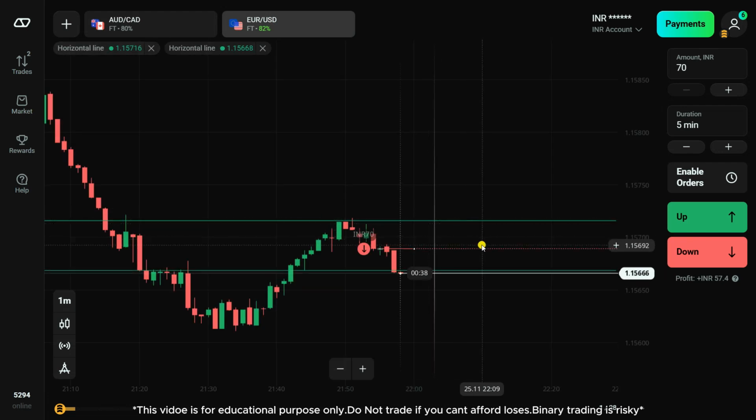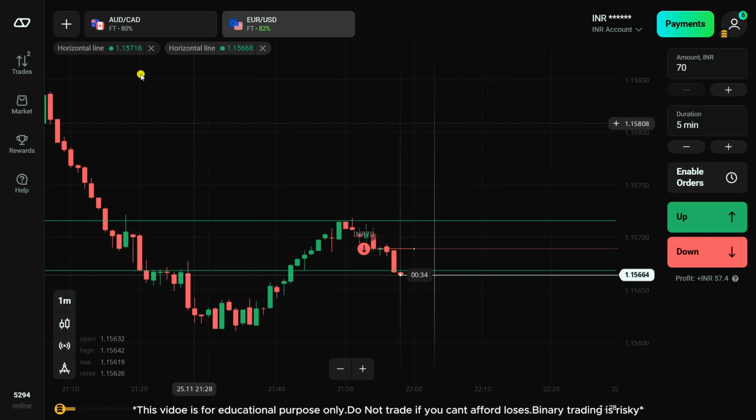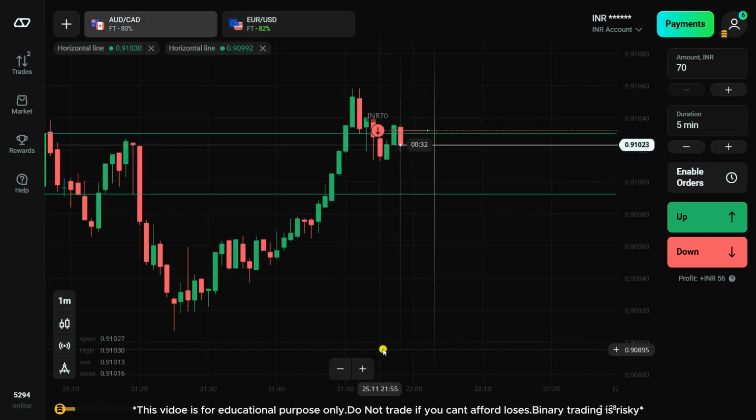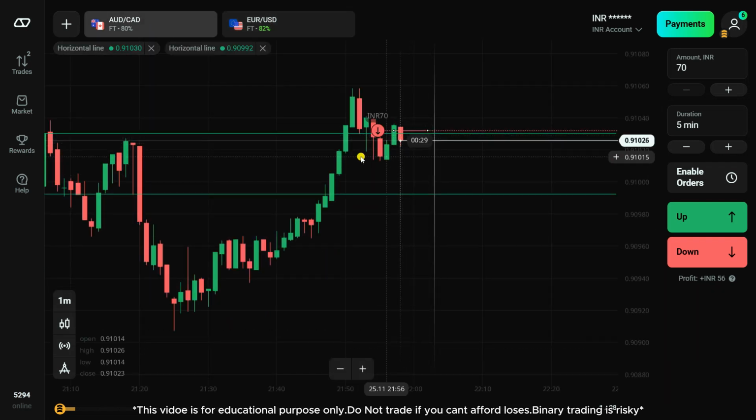So these are the two trades which I have taken here. The market is clearly moving towards our support. This will be a win. Here also the market is moving in a downward direction.